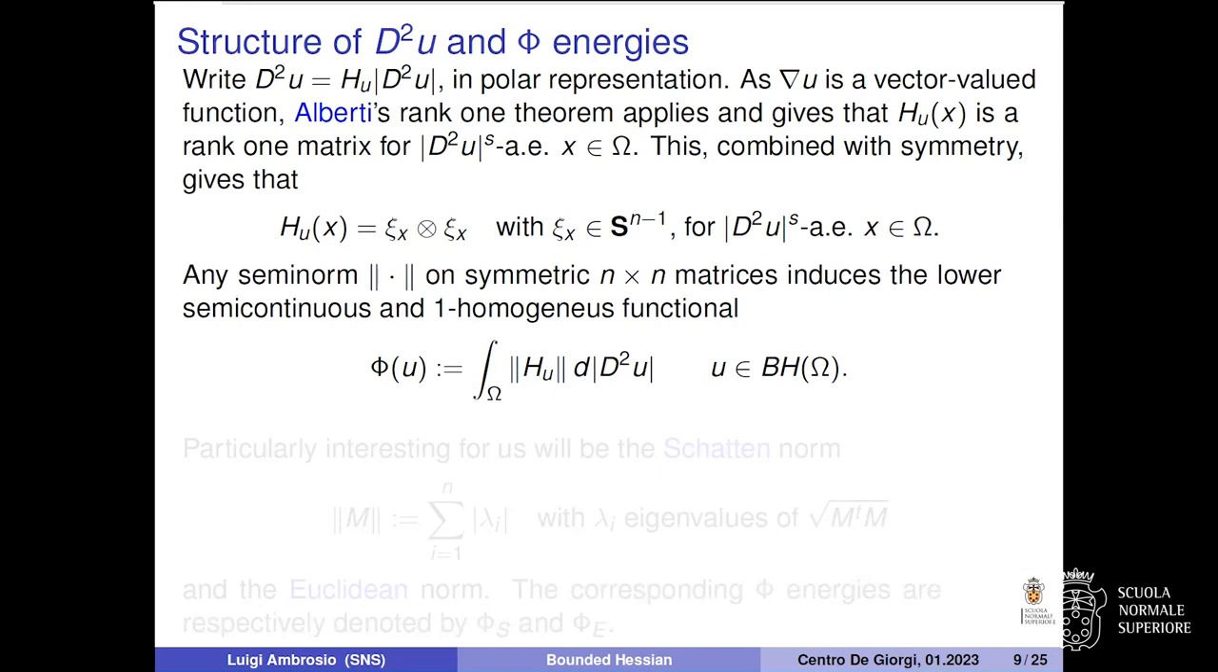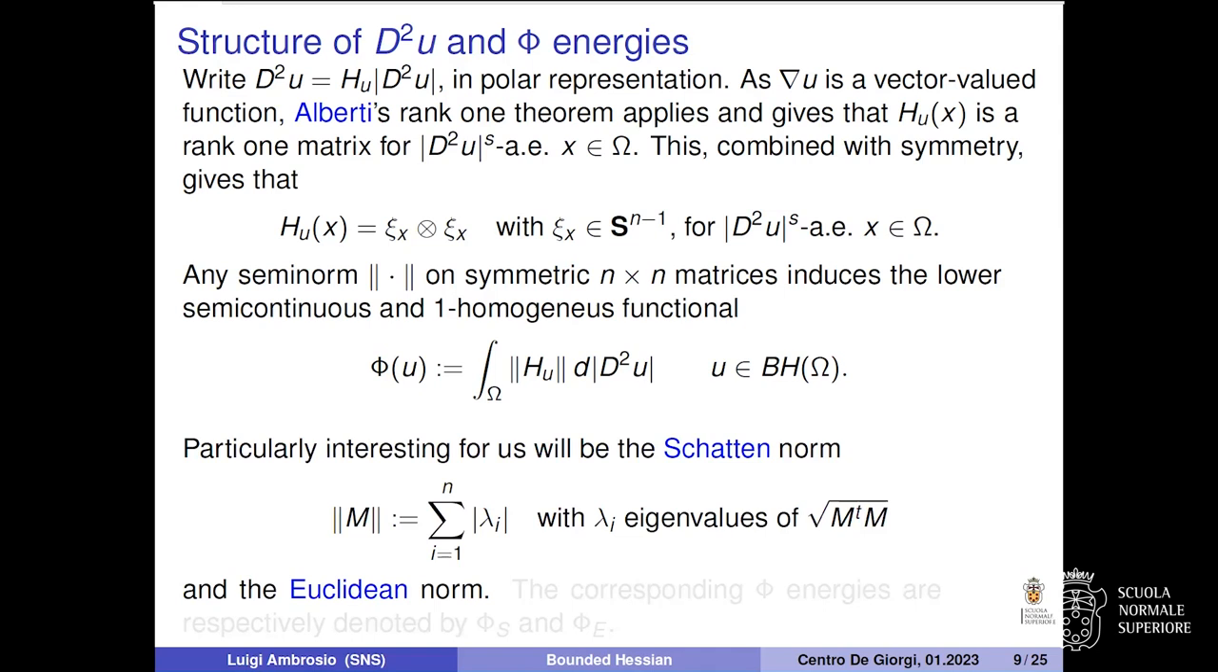Okay, so now what are the energies that we are going to consider? As soon as you have this representation, you can choose your favorite norm on the space of matrices, or if you like, just on the space of symmetric matrices, and define what I will call phi energy. It's a one homogeneous, lower semi-continuous functional. I am particularly interested in the choice of the Schatten norm, the sum of the modulus of the eigenvalues, which was already singled out in the applied literature. It is interesting to compare with the canonical Euclidean norm. We will see that some results are not true and not even possible with the Euclidean norm, which motivates once more the naturality in this setting of the Schatten norm.